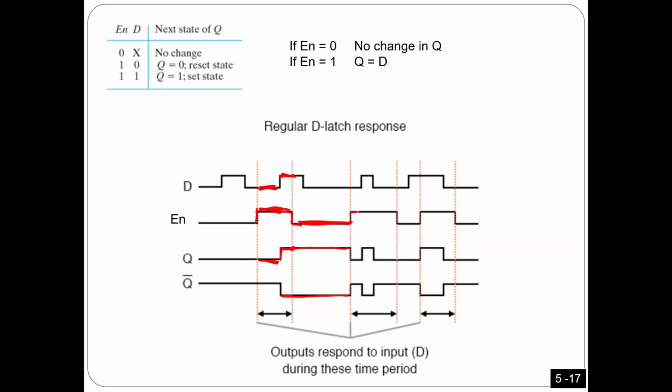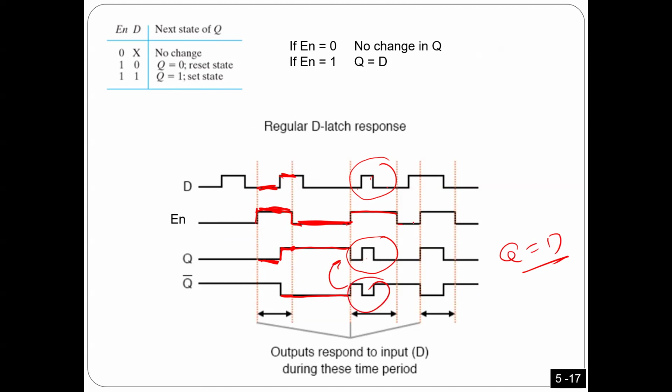Okay, now this part, it is enabled. When it is enabled, as you see here, guys, very easy. Q is equal to D. You put 0, you get 0. You put 1, you store 1. You put 0, you get 0. And usually Q prime is very easy, just the complement of Q.